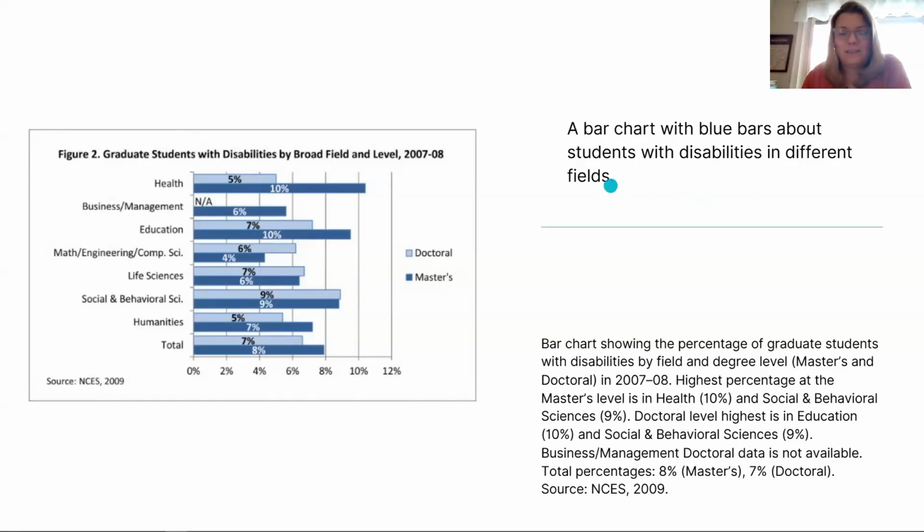So why is this first one? The first alt text reads a bar chart with blue bars about students with disabilities in different fields. That looks like it's more than 125 words. It's not? No. Characters, yeah. No, this one is not.